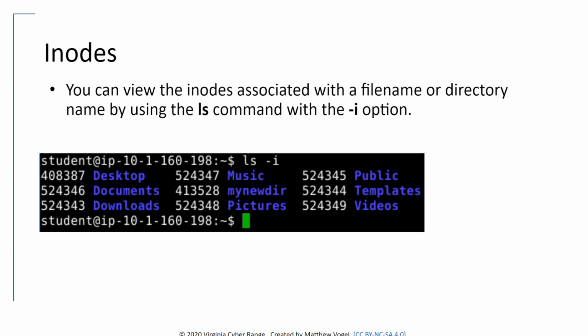You can view the inodes associated with a file name or directory name by using the ls command with the -i option. If you see here, Desktop has an inode number of 408387, and Documents has a number too. All of these have numbers associated with them, so it's a lot easier to remember Desktop, Documents, Downloads than 408387, 524346, or 524343, and so on. So words are a lot easier for us to understand. Computers seem to like numbers much better.